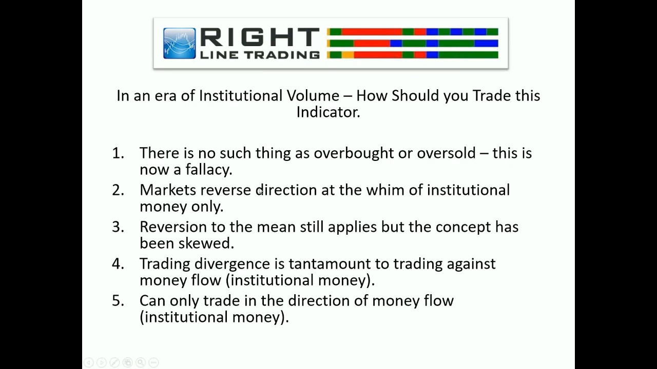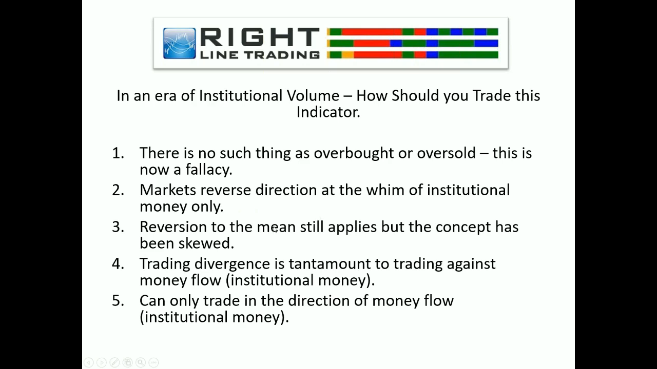It's really a fallacy. If you looked at the NASDAQ this morning at the open, it just kept going down and down and down. As long as institutional money was pushing it to the downside, it stayed oversold forever. So there's really no mathematical overbought, oversold based on an oscillator assessment. Markets will reverse at the whim of institutional money only.